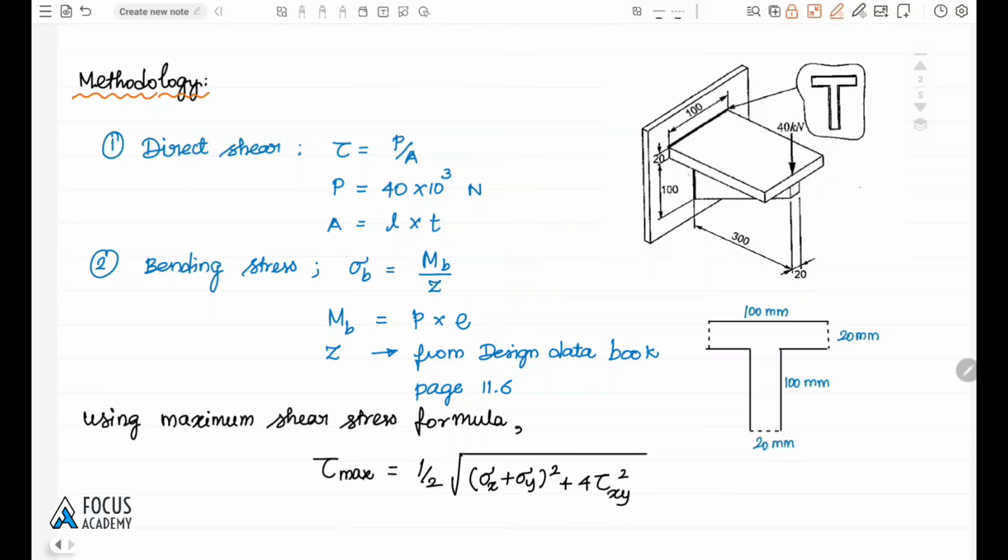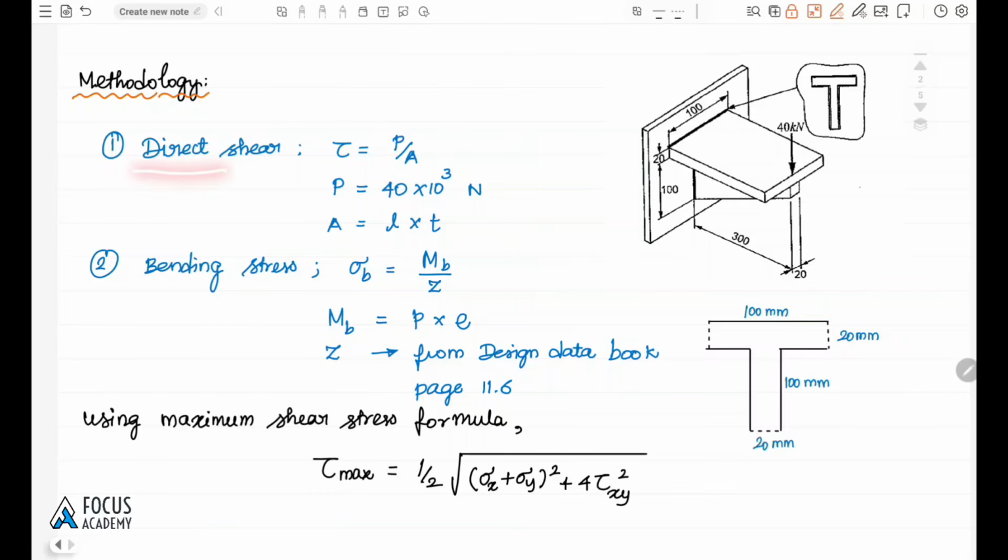In this case, due to the eccentric loading, two different stresses will be acting. One is direct shear, which will be applied on the weld; that is direct shear load by area, which we have to calculate. After that, due to the eccentricity of loading, there will be bending stress induced on the weld. So we have to calculate the direct shear stress and also the bending stress. Then, using the maximum shear stress formula, we combine the bending stress and shear stress to calculate the equivalent shear stress, that is the maximum shear stress. From that, we can calculate the unknown size of the weld.